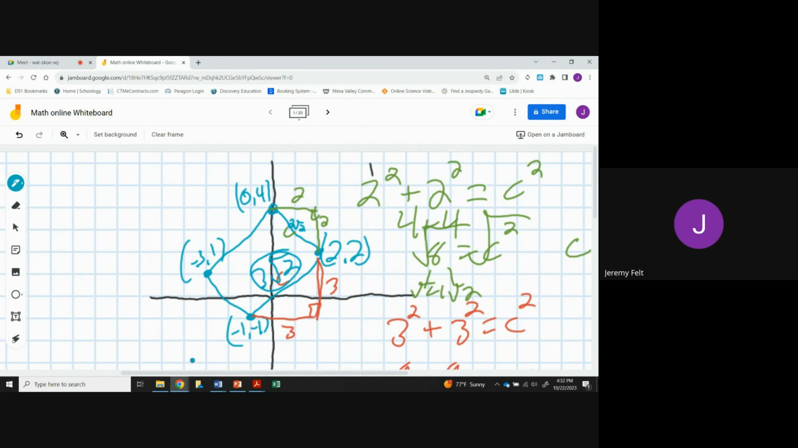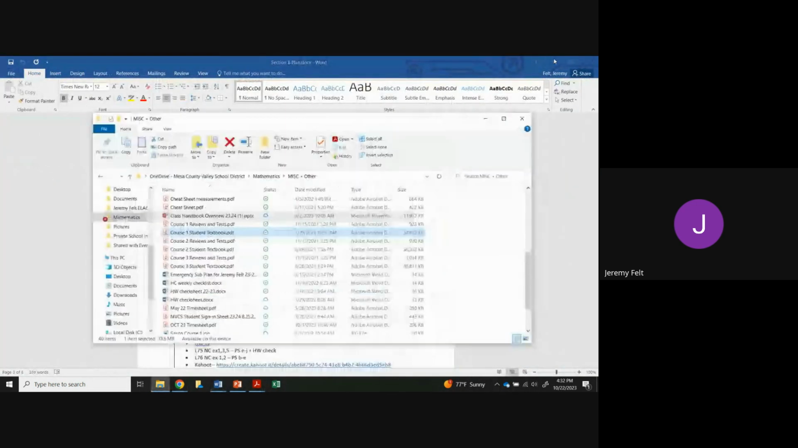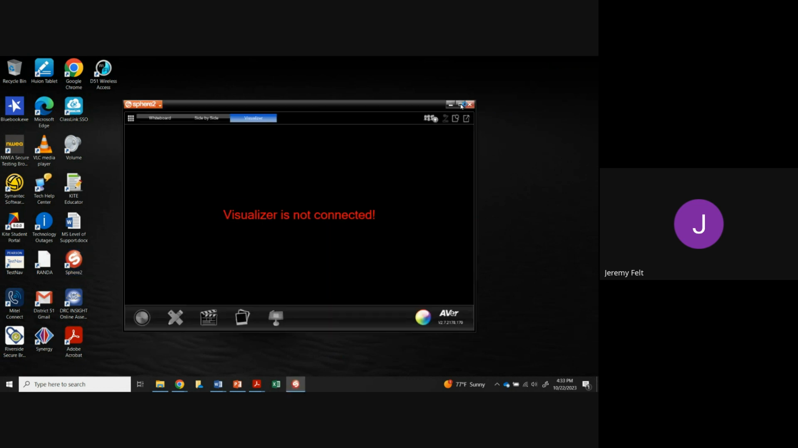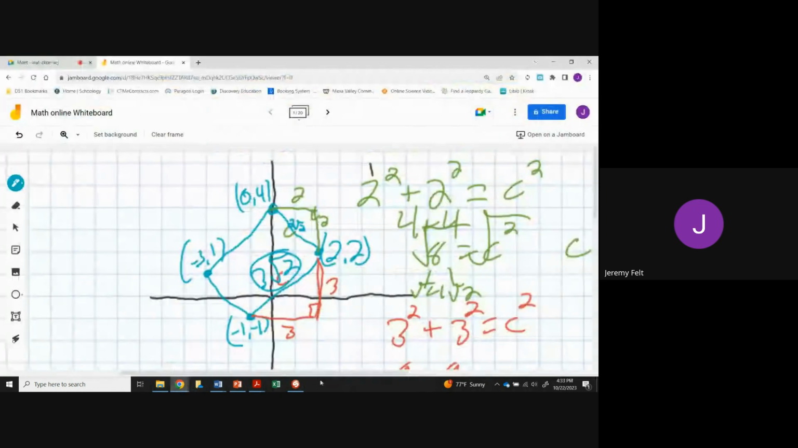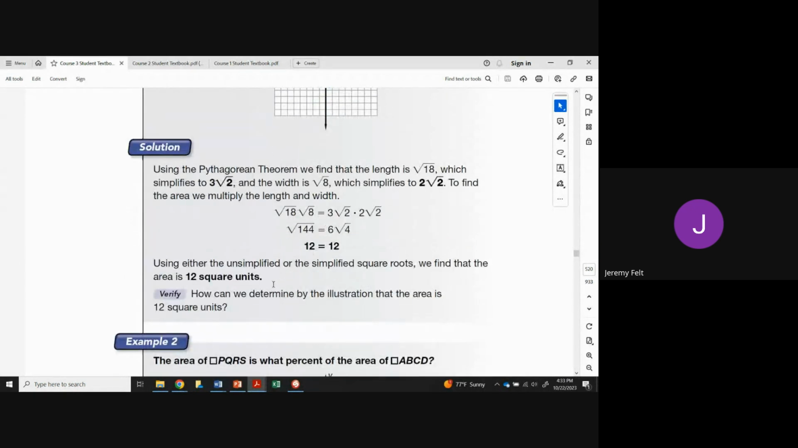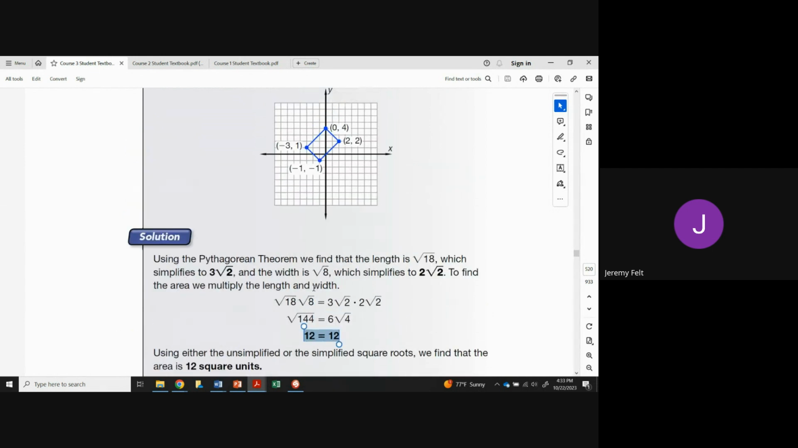Now, as I said earlier, let's see if we can get this show on the screen. If we want to check our work again, so again, if we want to find the area, we would do 3 root 2 times 2 root 2, which would give us 3 times 2, which is 6. 2 times 2, the square root of 2 times 2 is the square root of 4, which is 2. 6 times 2 is 12. So we can multiply these numbers together as well. Okay? And we can use our calculators to help us out.